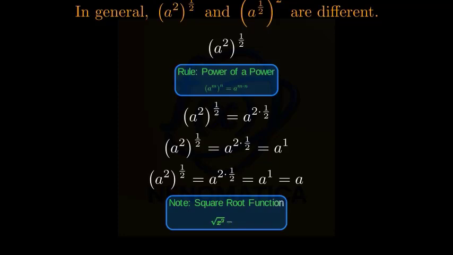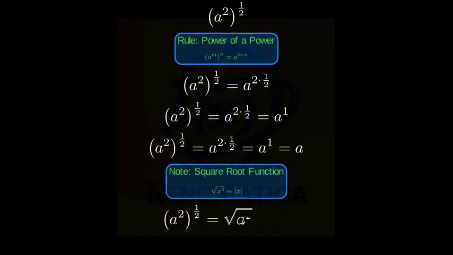However, there's an important detail here. Since we're taking the square root, we need the absolute value of a. So the final result is the absolute value of a. Now, let's look at the second expression, a square rooted then squared.